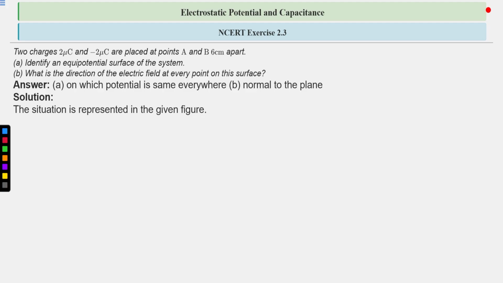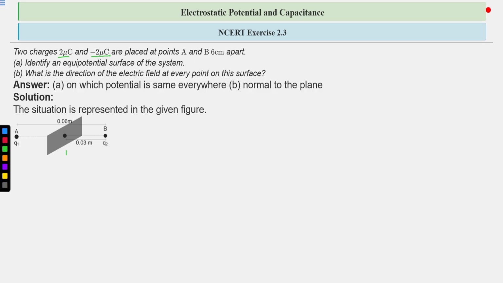So solution: the situation is represented in the given figure. So this is the sheet or plate which is at the midpoint of both charges and perpendicular to this line AB. So this is the equipotential surface for a dipole. We know that both the charges have equal magnitude and different polarity. So these two charges will form a dipole, and we know that for a dipole there is an equatorial line or equatorial plane where potential is 0 at any point.